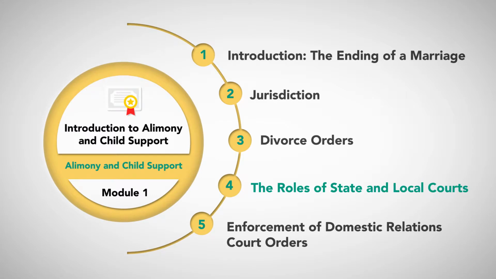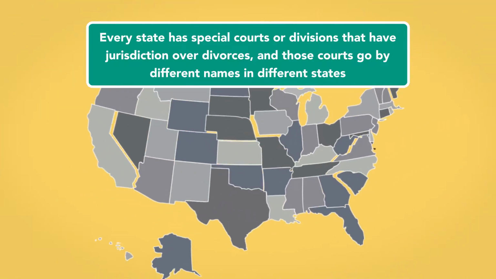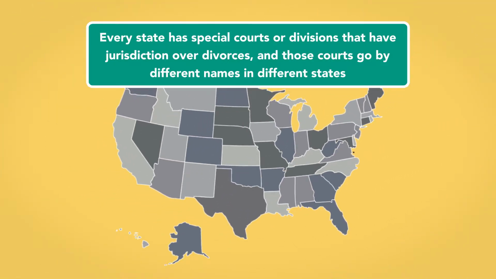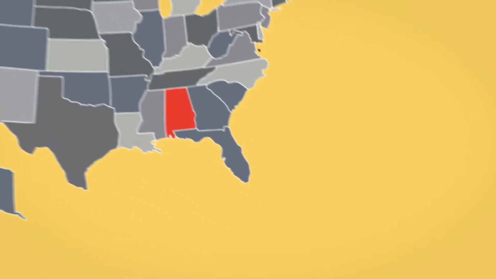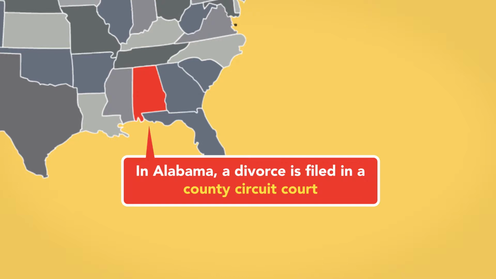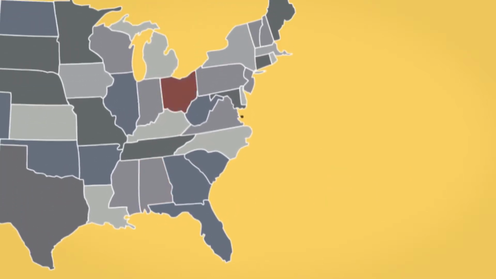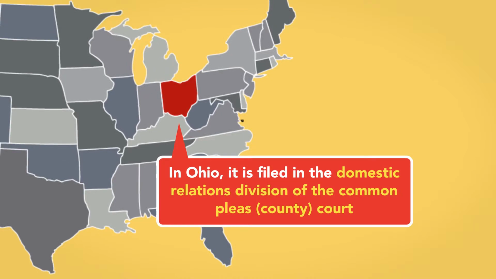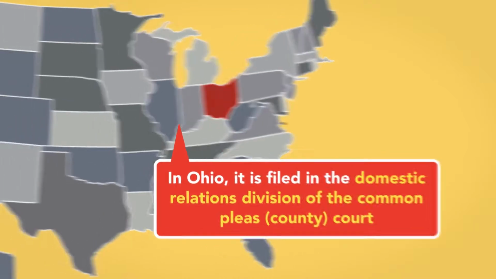The roles of state and local courts. Every state has special courts or divisions that have jurisdiction over divorces. Those courts go by different names in different states. A few examples. In Alabama, a divorce is filed in a county circuit court. In Ohio, it is filed in the Domestic Relations Division of the Common Pleas County Court.